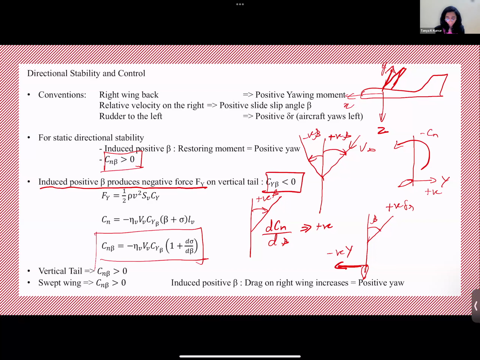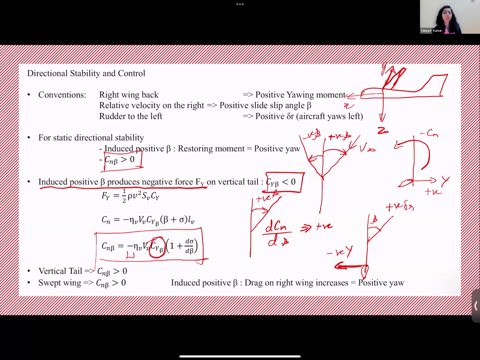We have derived this. And the reasoning for why there's a negative sign here is because your Cy beta is negative. Now, what are the components that contribute towards directional stability? Vertical tail, yes. For longitudinal stability, you had your horizontal tail. For directional stability, you have your vertical tail. So vertical tail contributes towards a positive Cn beta, which is what we need.